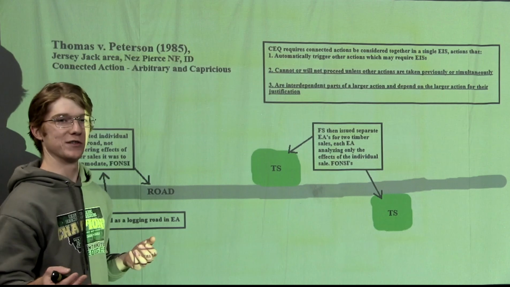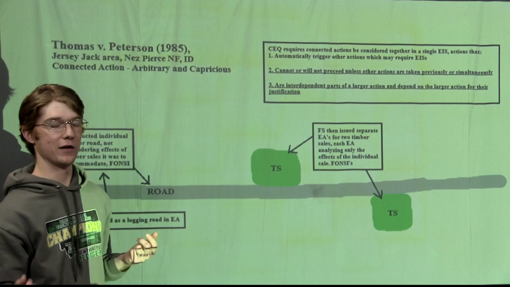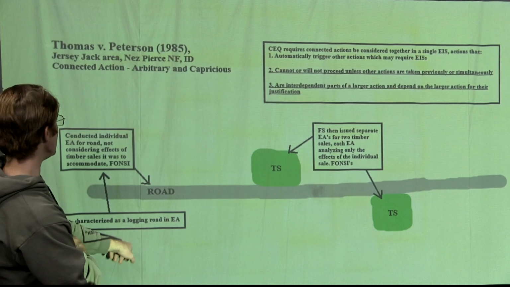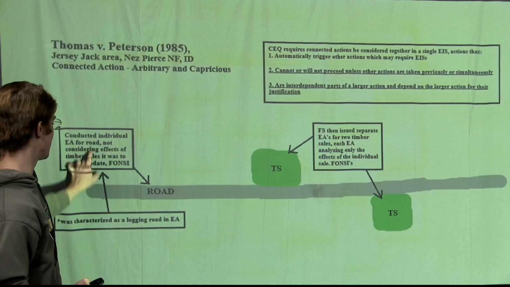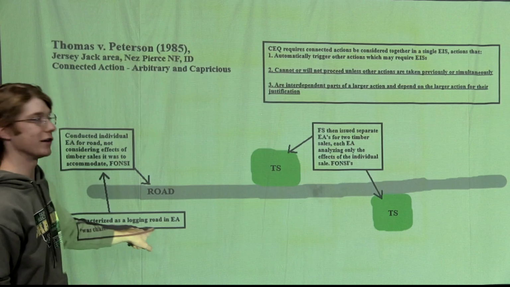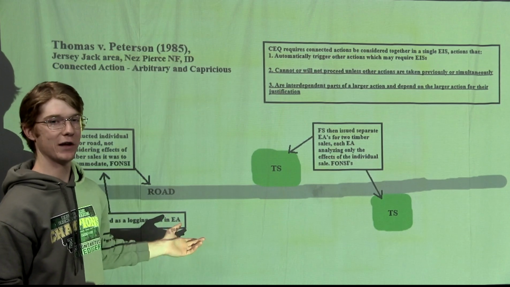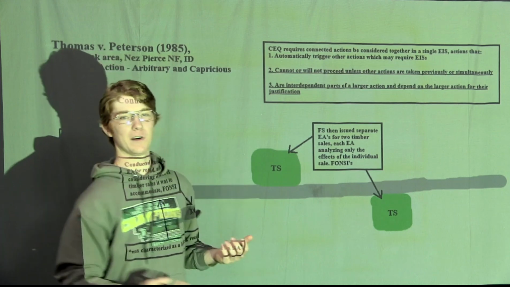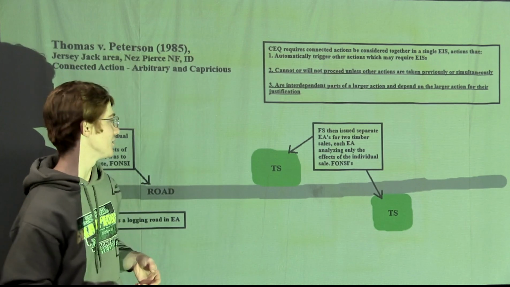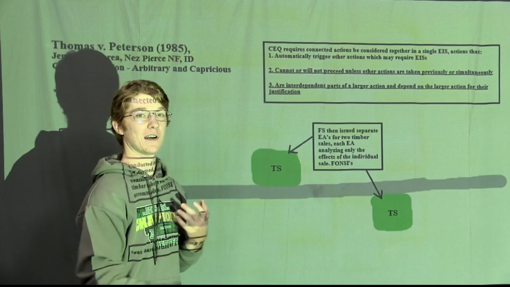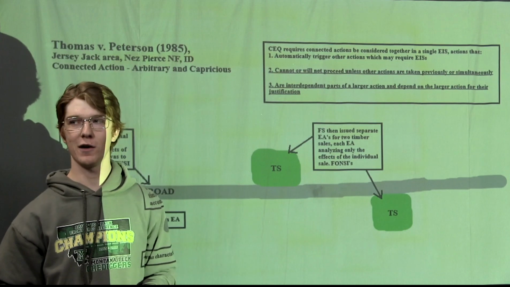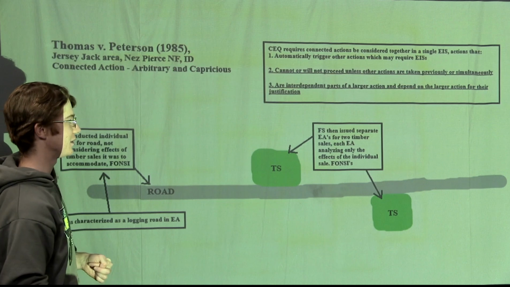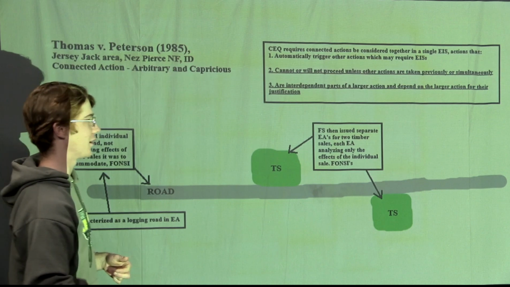And another thing that was just noted in the case file was that when the Forest Service had announced the environmental assessment for the road, they had actually referred to it as a logging road in the environmental assessment. So it's not like they said, let's put a road in there, it'll be kind of fun, get some people out in the Jersey Jack area, and then the timber sales just popped up. No, the idea was that this was going to be a logging road from the start.